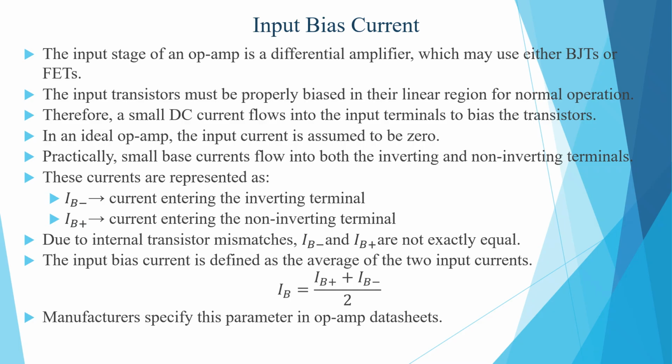The currents entering the inverting and non-inverting terminals are represented by IB minus and IB plus. Due to slight internal mismatches between transistors, these two currents are not exactly equal. The average of these two currents is called the input bias current. So the input bias current IB is equal to (IB plus + IB minus) divided by 2. Input bias current is an important parameter in precision amplifier circuits because it can introduce small output errors.